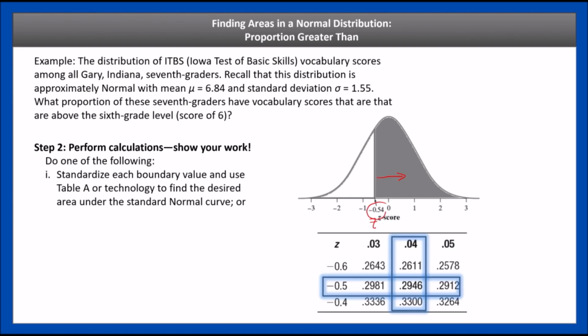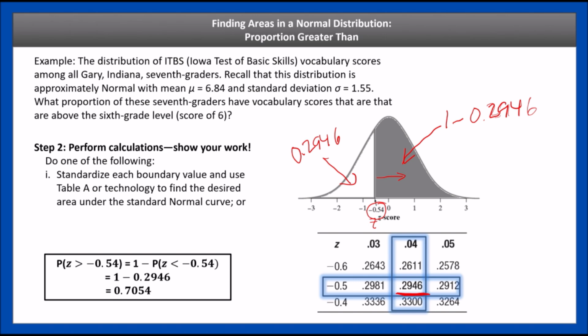This is my z-score value, the negative 0.54. We look it up, of course, and we get 0.2946. That represents the area to the left side. Remember, table A always gives you the area to the left. If you want the area to the right, remember that the area under a density function has to always equal 1, and that's the same for the normal distribution. So this has to be 1 minus that number. So 1 minus 0.2946 is going to give us our answer. The probability that z is greater than negative 0.54, that's how you use the symbols, is equal to 1 minus the probability that it's less than, which gives us 70.5%.